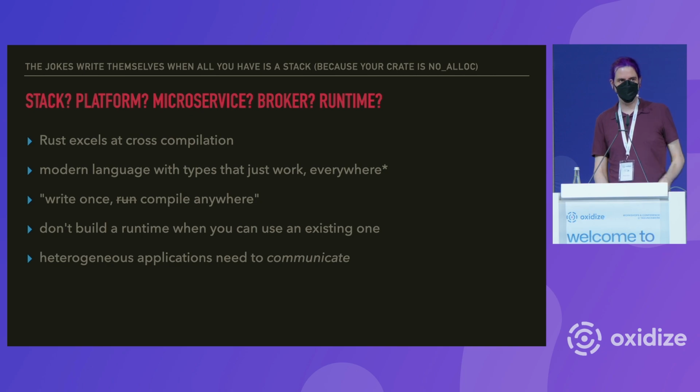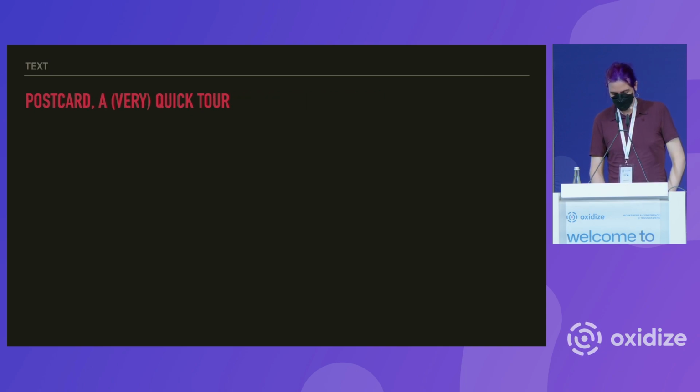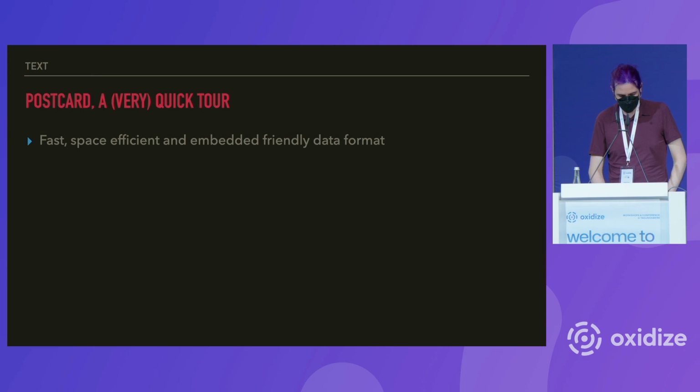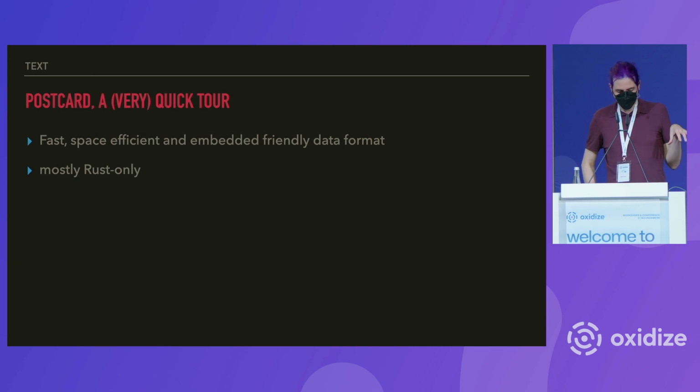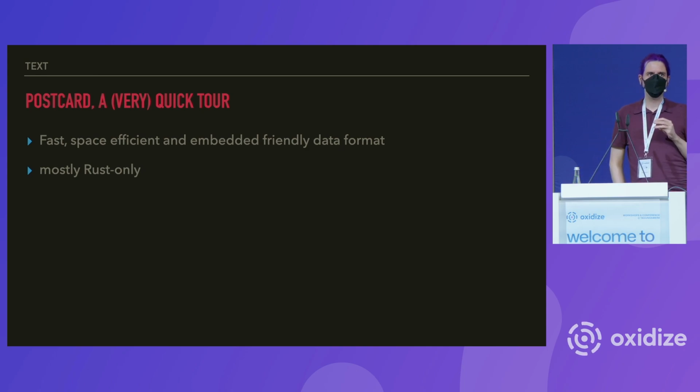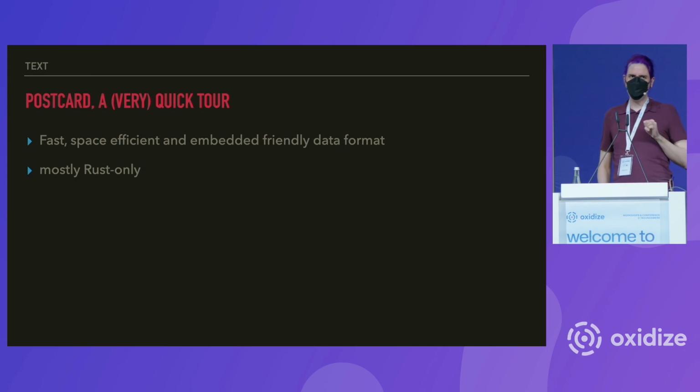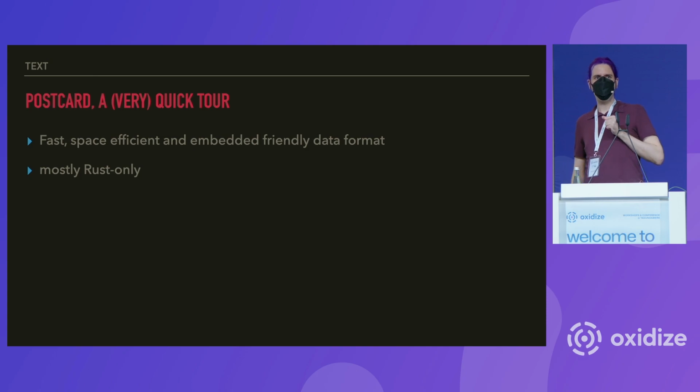It does work on embedded Rust. You can totally make it work. But sometimes, you've got an embedded device because it's got to go fast. So yeah, just a very quick tour of Postcard. Like I said, it's a fast, space-efficient, and embedded-friendly data format. Mostly Rust only. I think there's a TypeScript implementation or something. James, do you know about that?